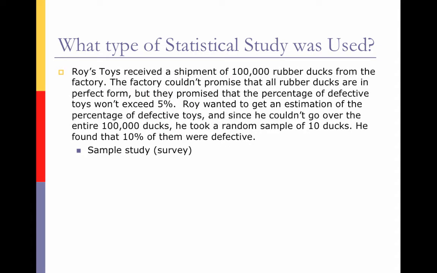So, first example, Roy's Toys received a shipment of 100,000 rubber ducks from the factory. The factory couldn't promise that all rubber ducks are in perfect form, but they promised that the percentage of defective toys won't exceed 5%. Roy wanted to get an estimation of the percentage of defective toys, and since he couldn't go over the entire 100,000 ducks, he took a random sample of 10, and he found that 10% were defective.